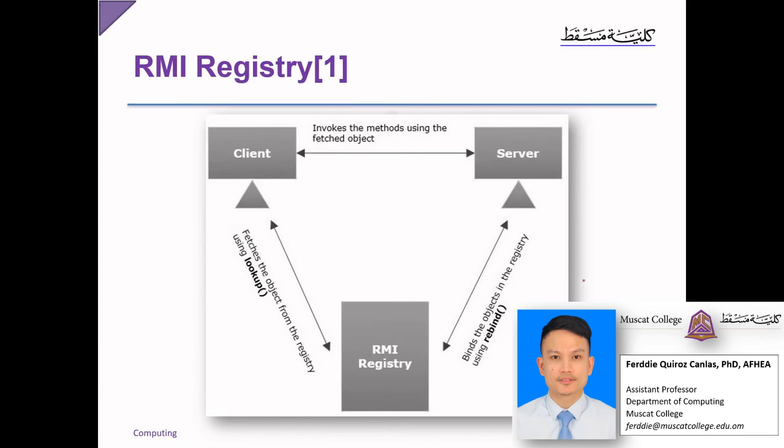The RMI registry is like this. Let's look at this one. We have the client, the server, the RMI registry, and we have the rebind here. It invokes the method using the fetched object, with both marshalling and unmarshalling. And from here, it fetches the object from the registry, which is lookup, and then we have the rebind. So it's not difficult to understand this discussion.